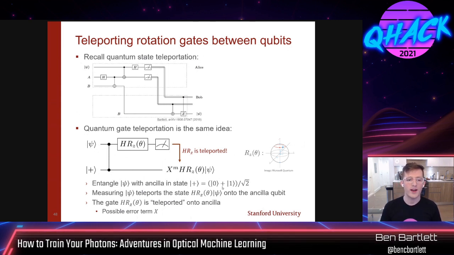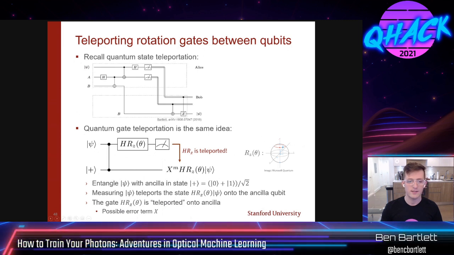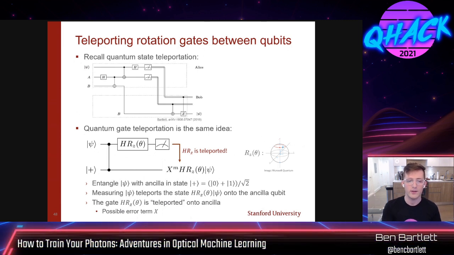You entangle psi with your ancilla using a CZ operation, and then after you've entangled it, you can act on psi with some rotation, so in this case, H times Rz. Then when you measure the state of psi, this modified state gets teleported onto your ancilla qubit, including this operation that you did after you've brought these two qubits together. So the result is that this HRz operation is effectively teleported from psi onto the ancilla.